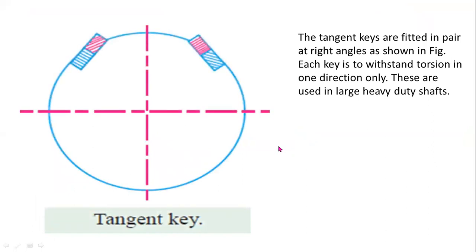Tangent keys. The tangent keys are fitted in pair at right angles as shown here. Each key is to withstand torsion in one direction only. These are used in large heavy duty shafts.